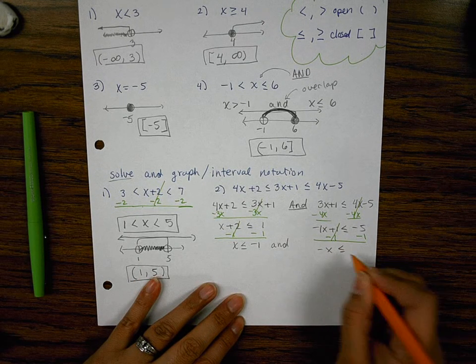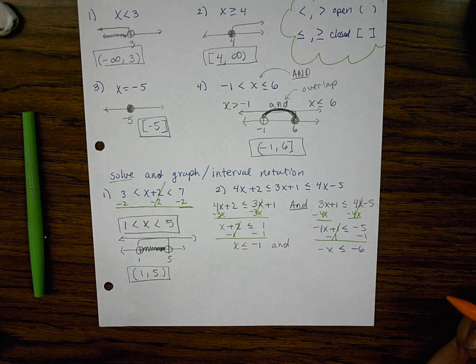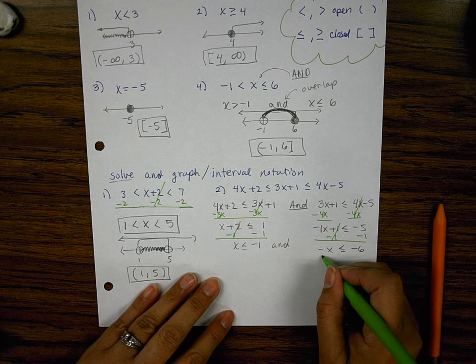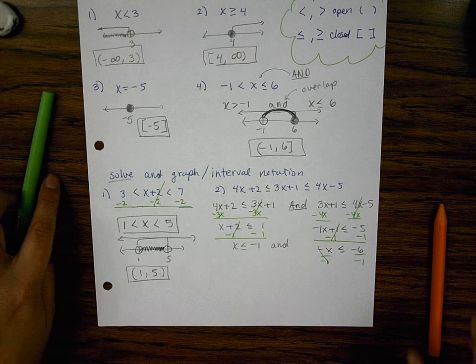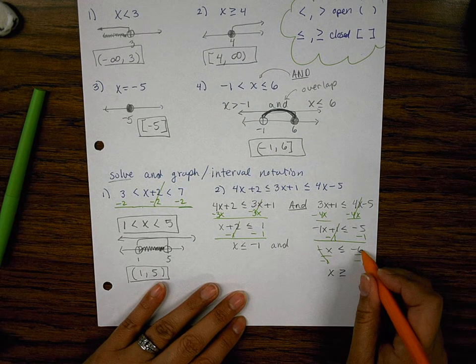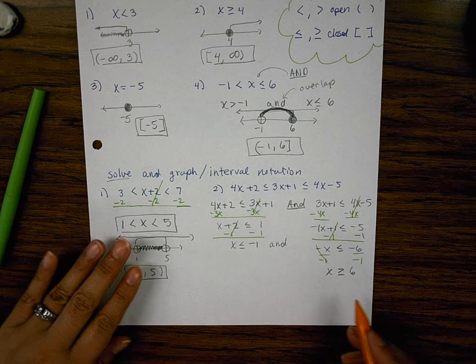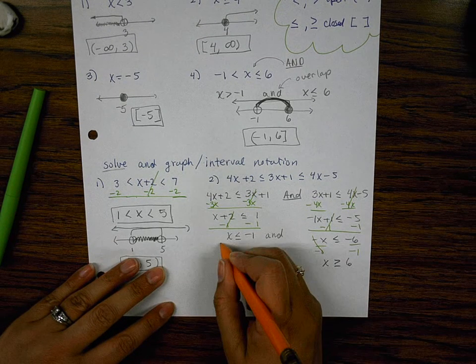3x take away 4x is -1x, plus 1 is less than or equal to -5. Subtract the 1. Negative x is less than or equal to negative 6, because negative 5 minus 1 is negative 6. And because there's a negative there, I do have to divide by the negative 1. And remember, with inequalities, when you divide by a negative 1, it does flip your inequality. X is greater than or equal to positive 6.